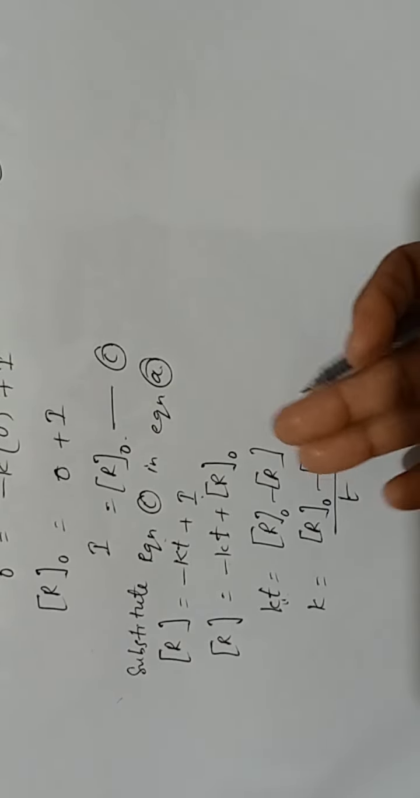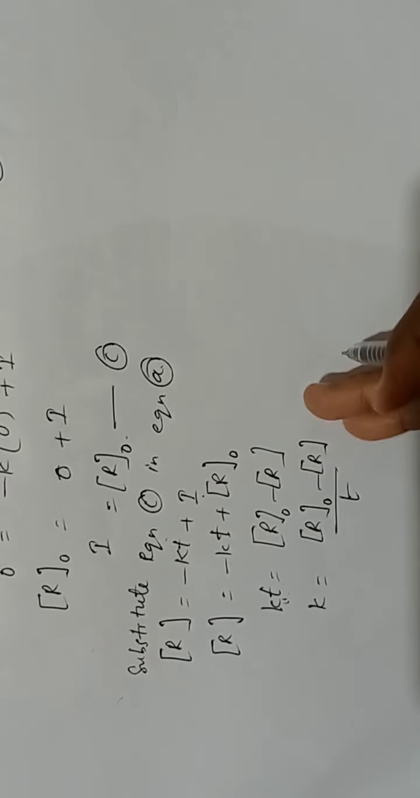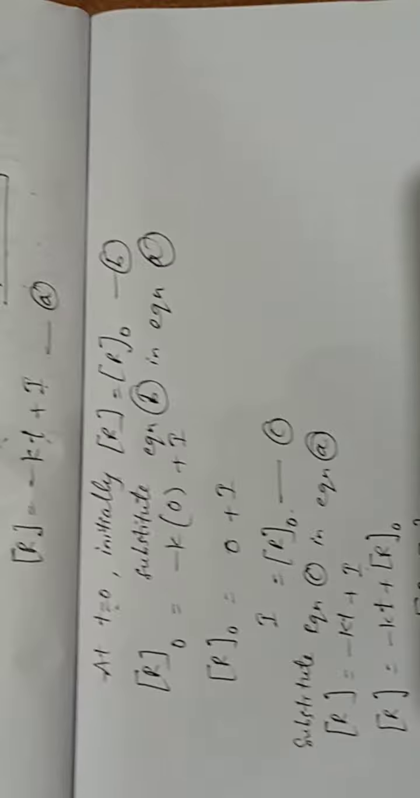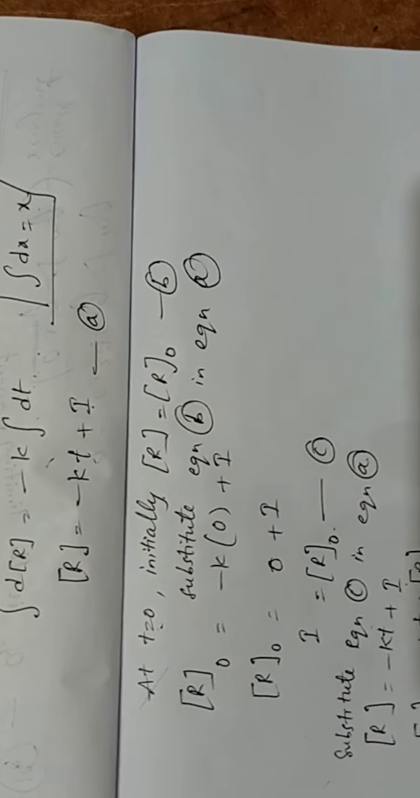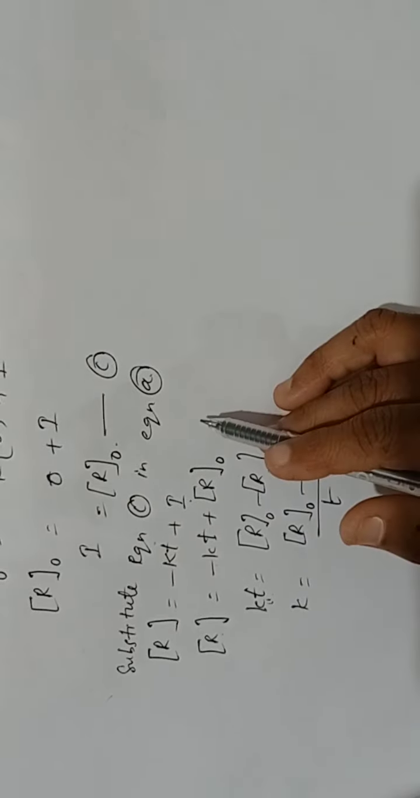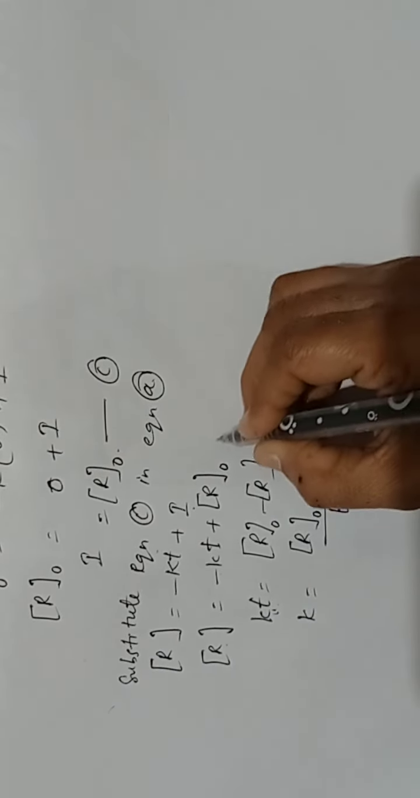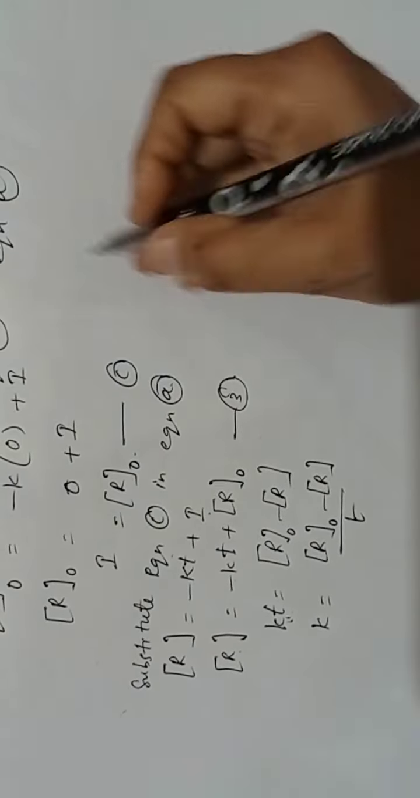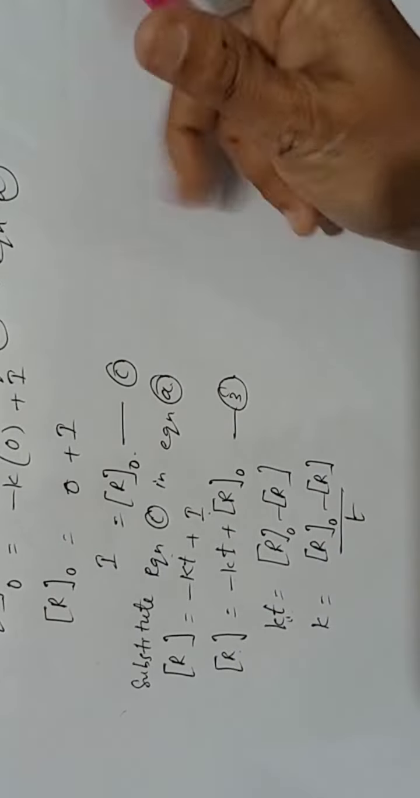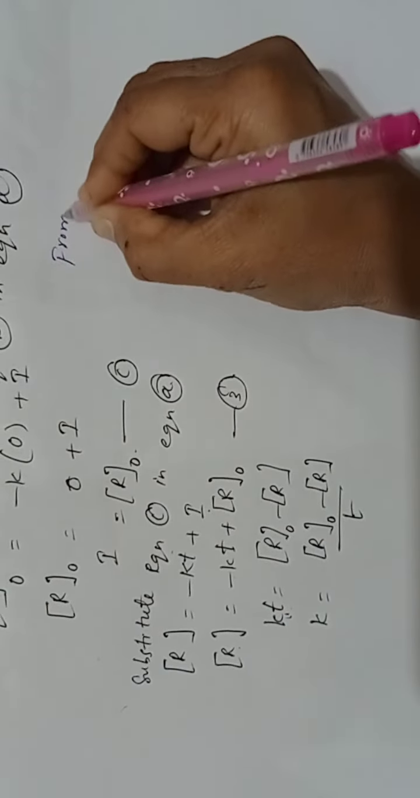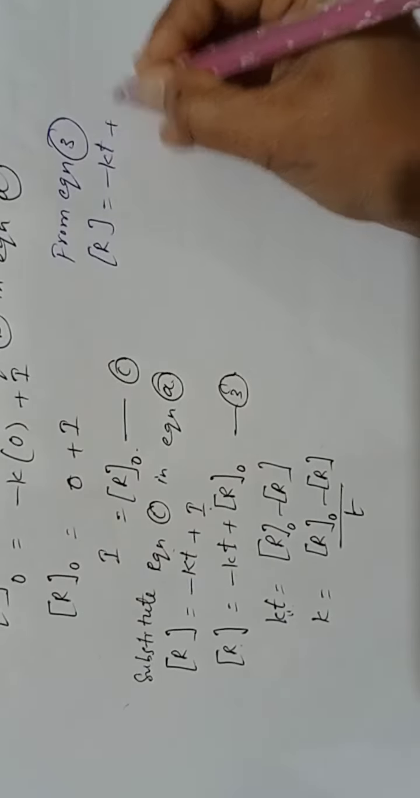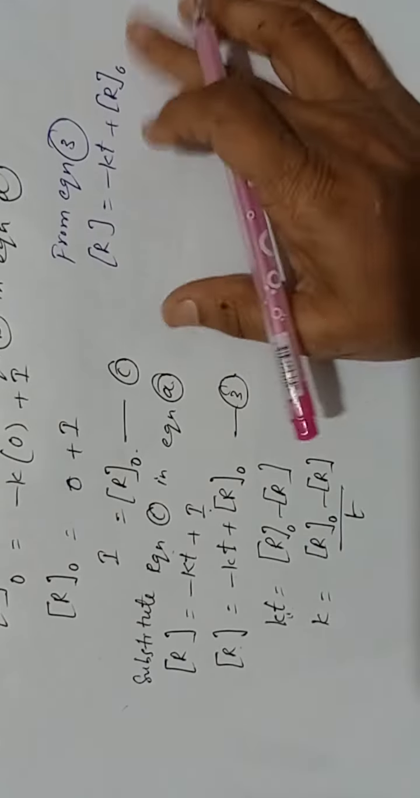Now we have to find the T half value also. And before that, I am going to discuss the graph. Which equation am I taking for the graph? This one. I am giving this a number too: this is the third equation. From equation 3, we can write R is equal to minus KT plus R naught.